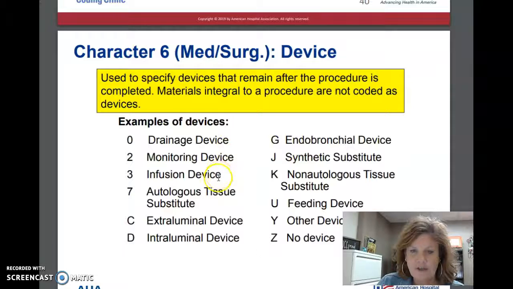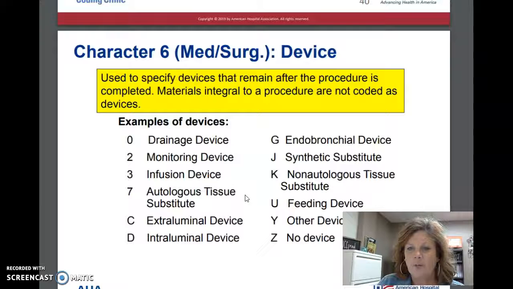We have drainage, monitoring, infusion, extraluminal device. So let's just say that the patient is having something within the heart. They're clamping the heart outside of the vessel. That would be an extraluminal device. Let's say they did a PTCA, which the balloon is inside the vessel. That would be an intraluminal device, okay, something inside.